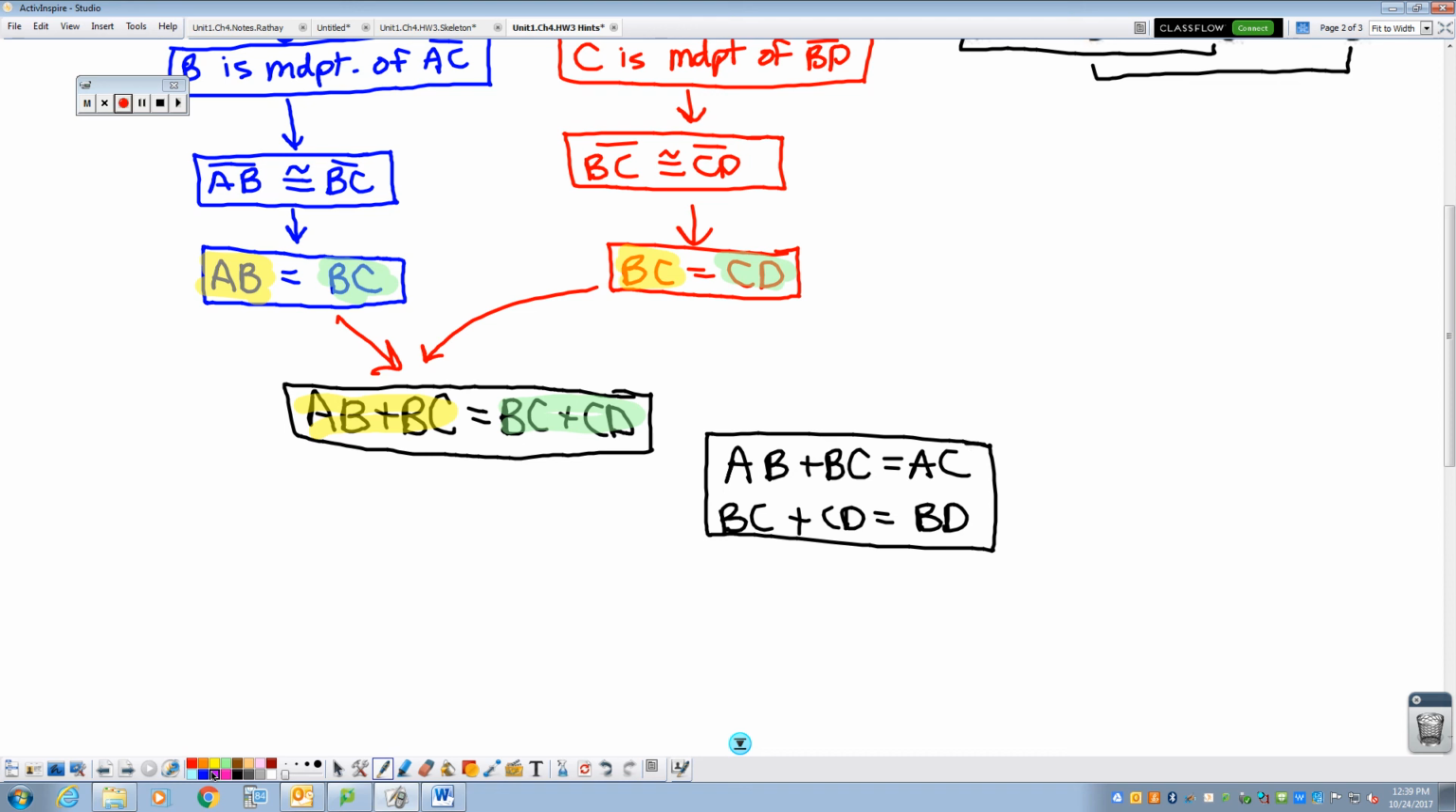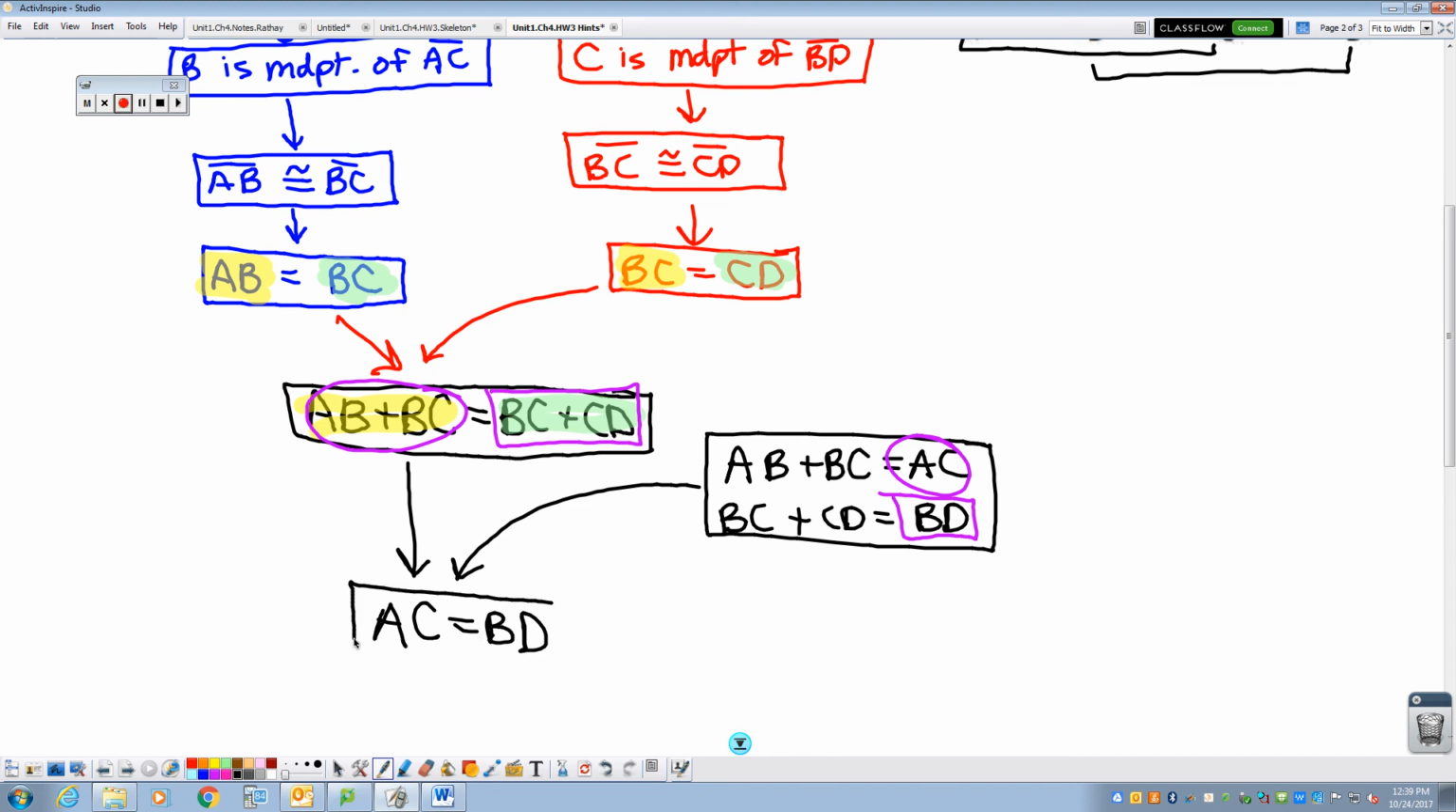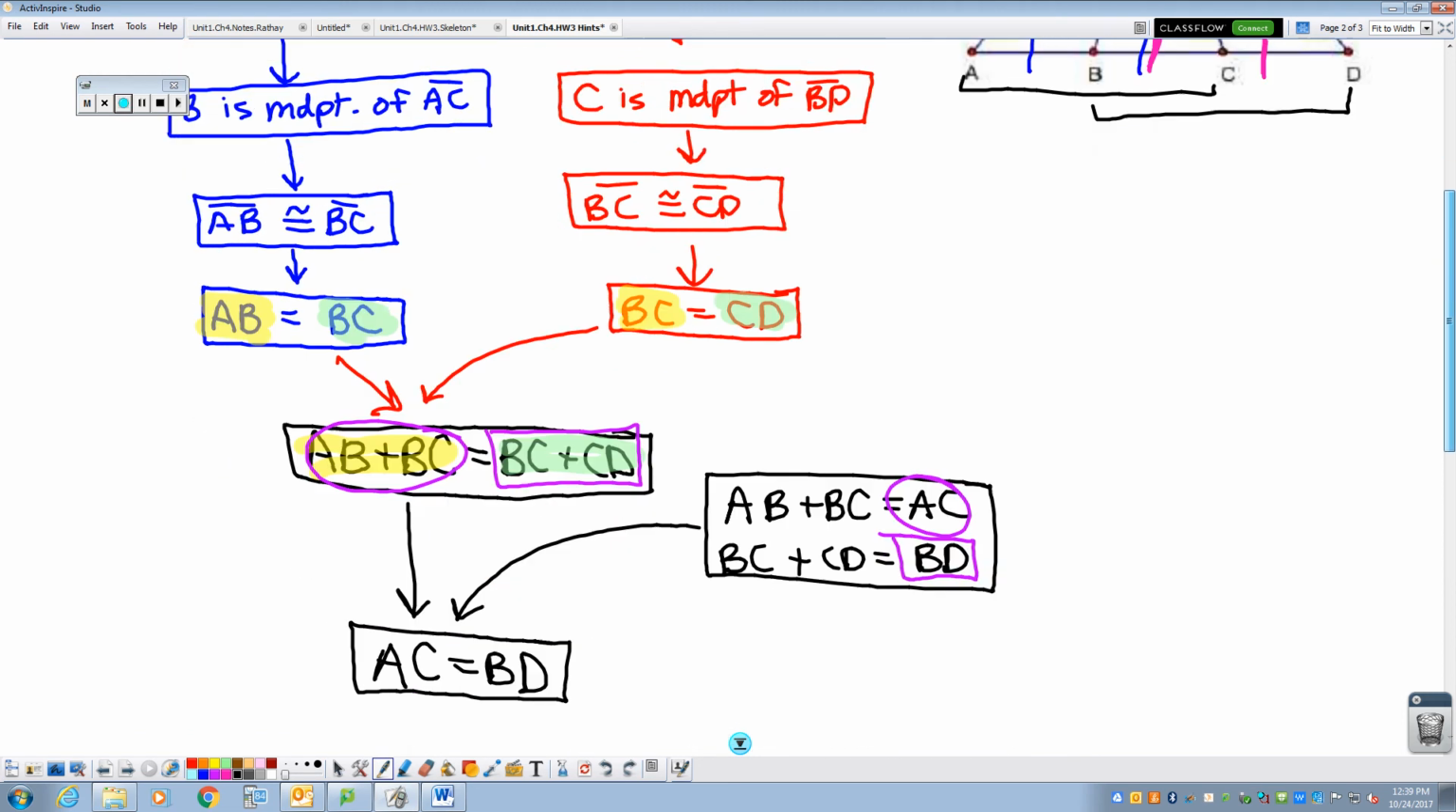So now what I'm looking at is that this is AB plus BC. And this is BC plus CD. So instead of this expression that's written inside the circle and inside the rectangle, we can replace it with the full segments. AC equals BD. And when we're replacing a quantity with an equivalent quantity, our reason is substitution. And that is what they asked us to prove.